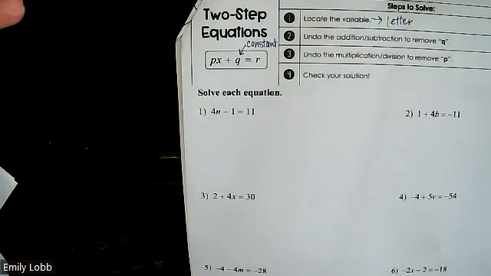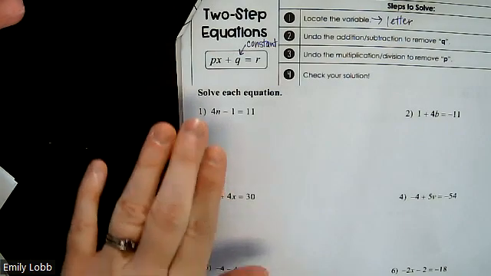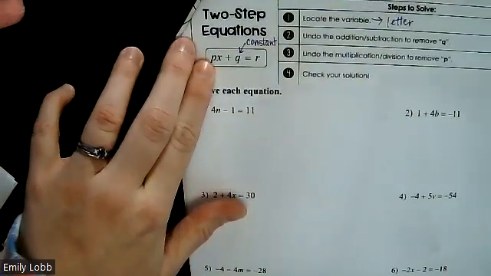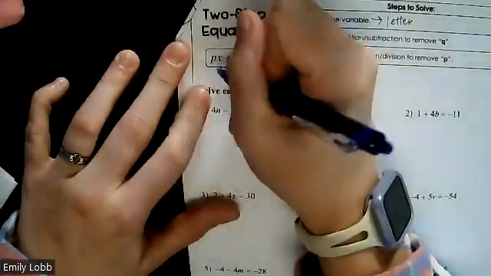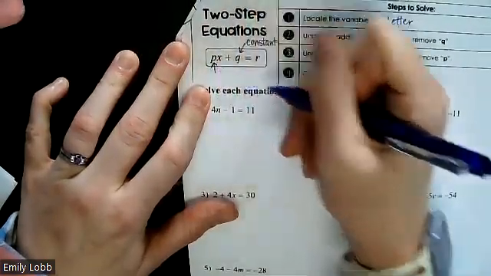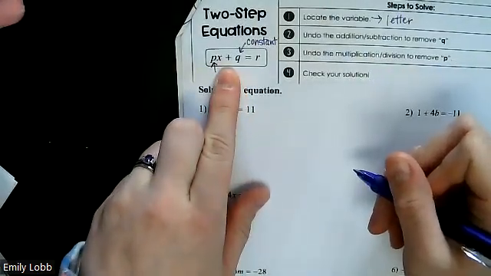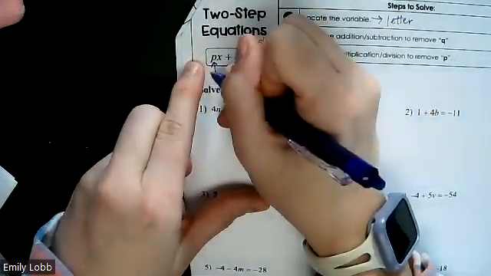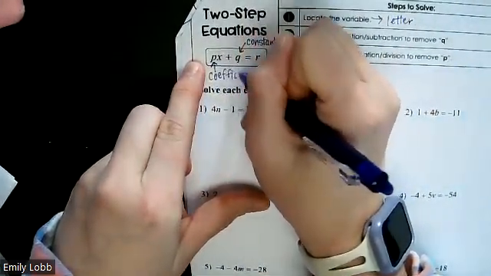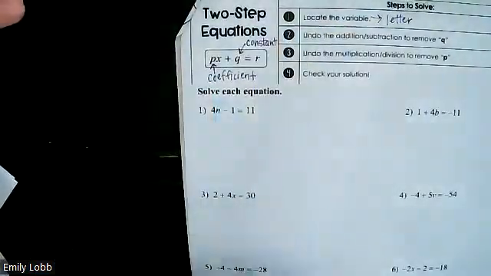And then we have to undo the multiplication or division to remove P. Remember, when we have a letter or a number next to a letter, that denotes multiplication. Sometimes it's going to be division, though, if it were a fraction, right? But that P is called a coefficient. If our coefficient isn't 1, we'll have to divide to figure out what one of those letters is, right? So it might be N or P or B or Q or whatever the case may be.